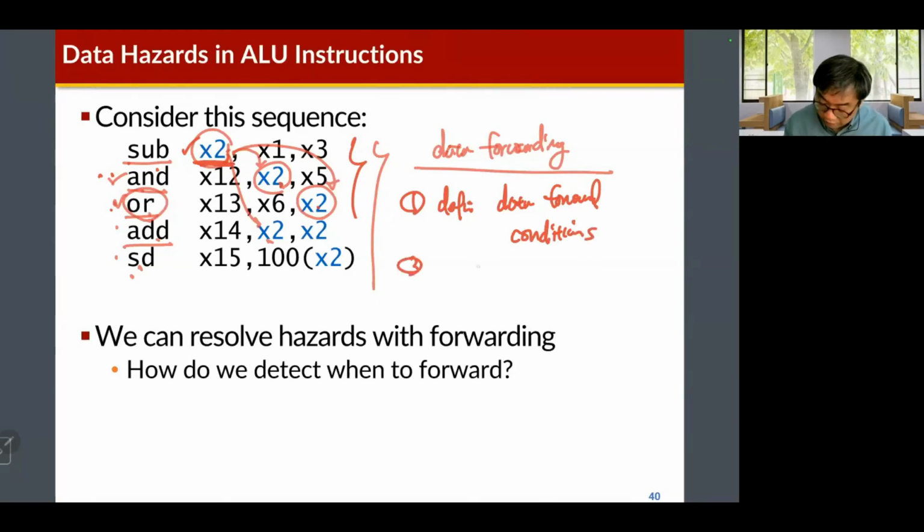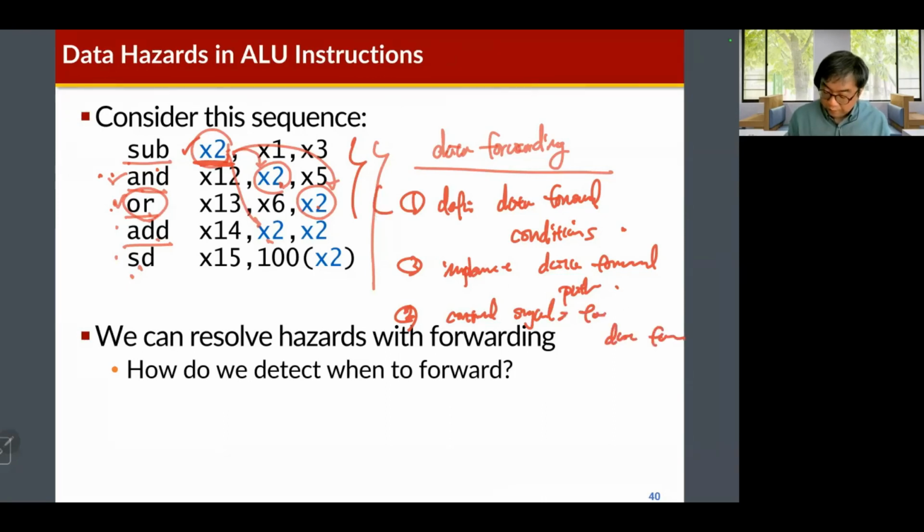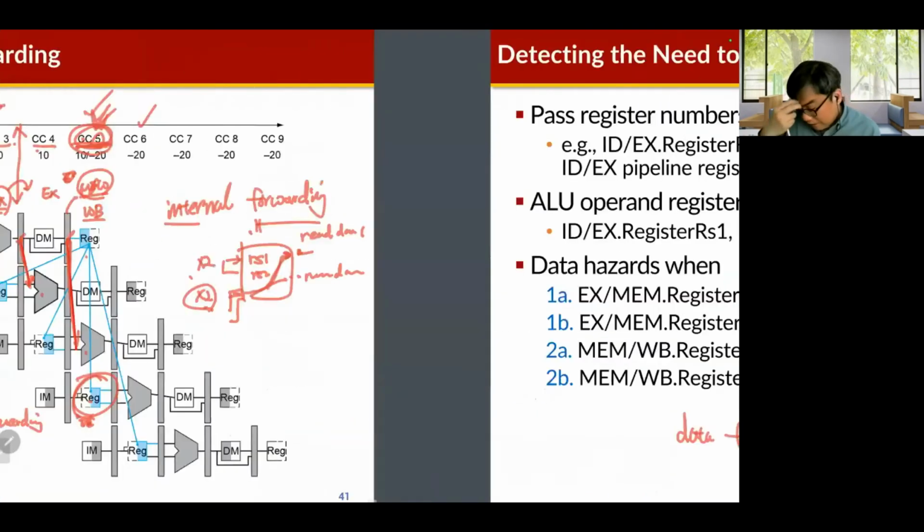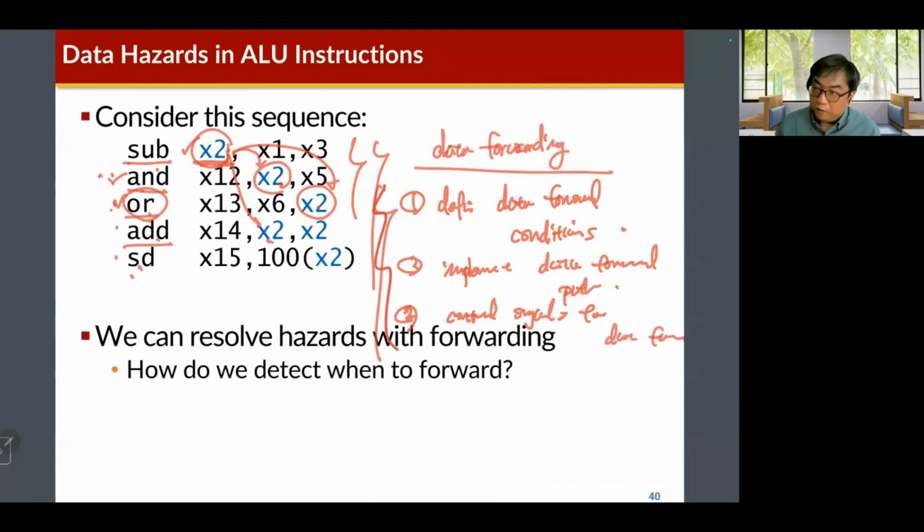Then we need to implement the data forwarding path. And then, based on the conditions and the data forwarding path, we need to generate the control signals for data forwarding. These are the required steps for designing a data forwarding unit in the pipeline processor. Just remember these required steps.